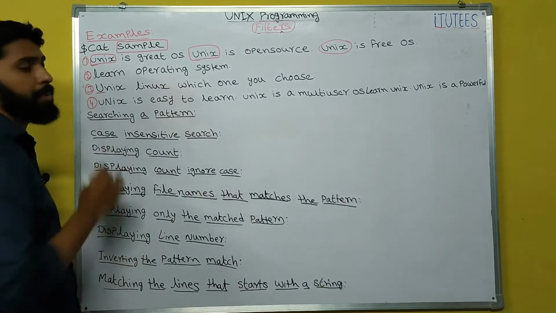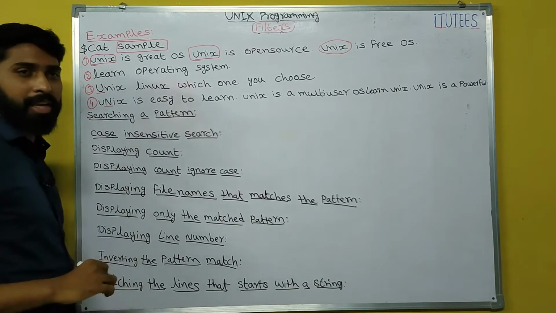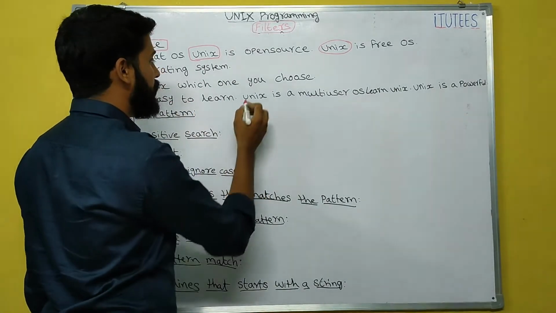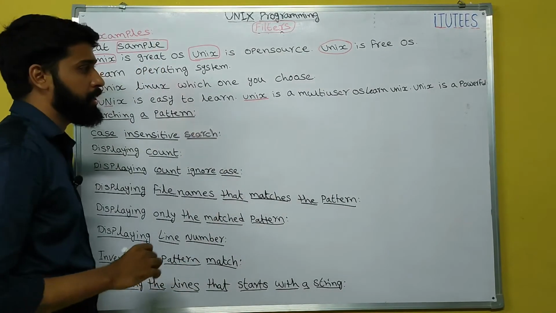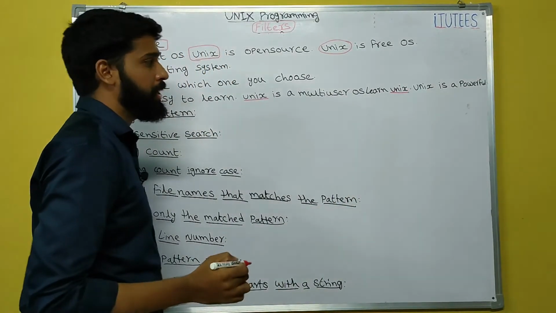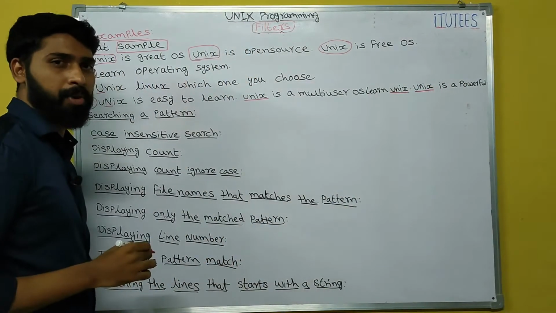In this, U is capital. Fourth line, Unix, in this N is capital. Is easy to learn. Unix is multi-user OS. In this all small letters. Learn Unix, all small letters. Unix is a powerful. This is also all small letters.